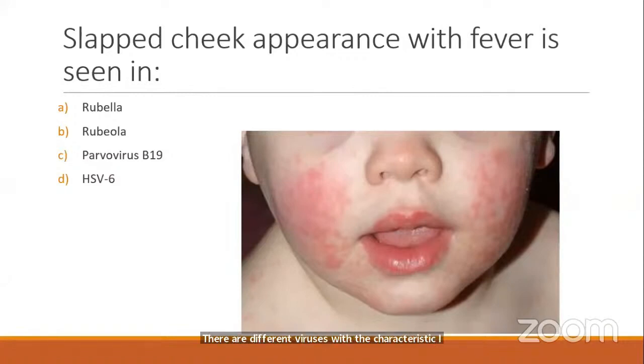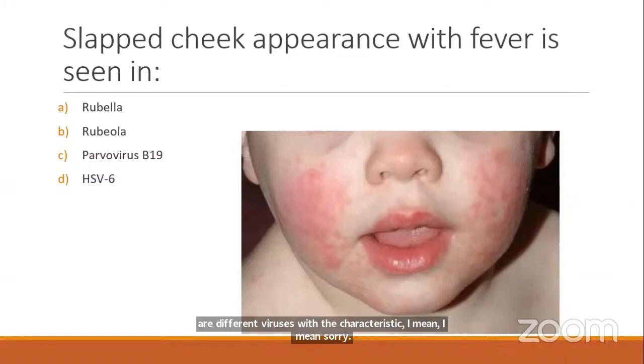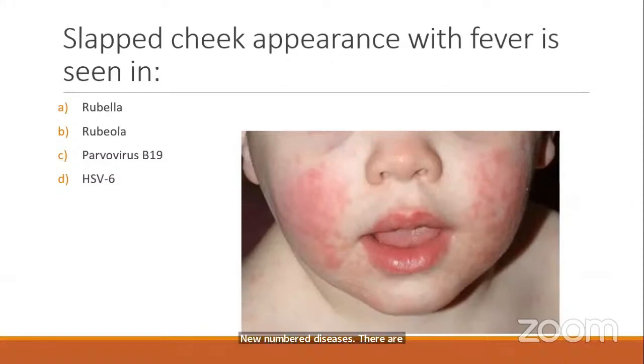days of new numbered diseases. There are first disease, second disease, third disease, fourth disease, fifth disease, and sixth disease. So this is a disease which is usually classified into the fifth disease category. Sixth disease is not actually per se sixth disease, but it is sixth day disease.